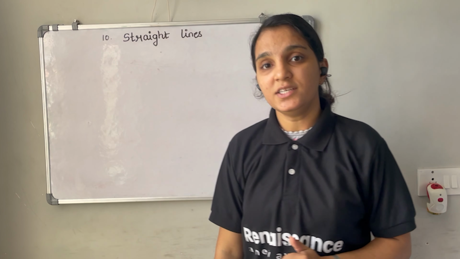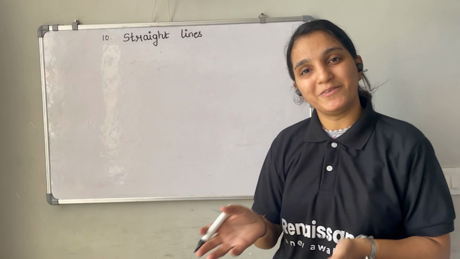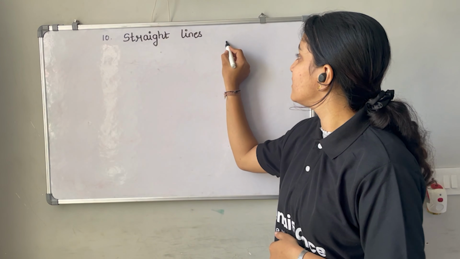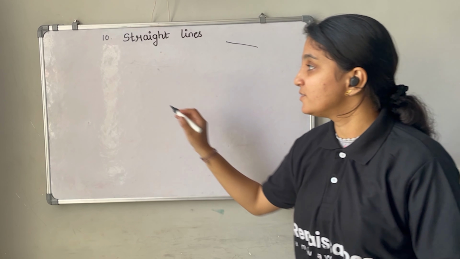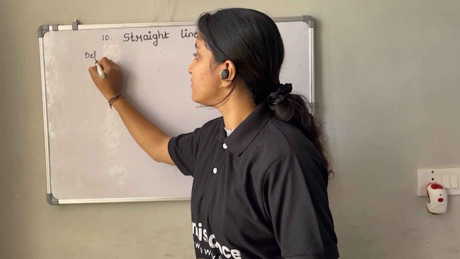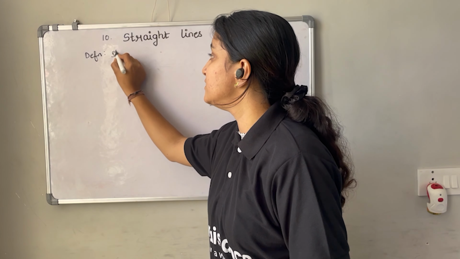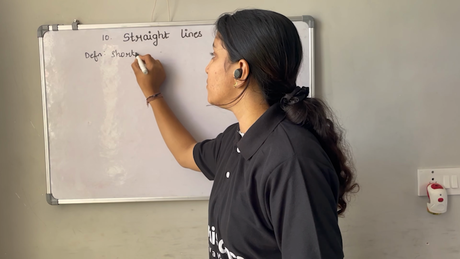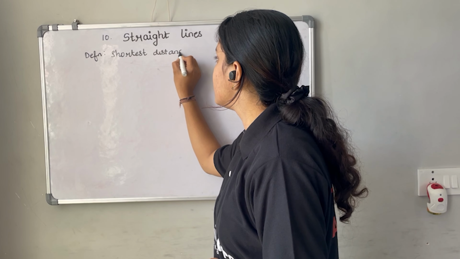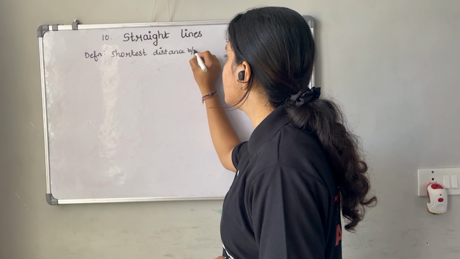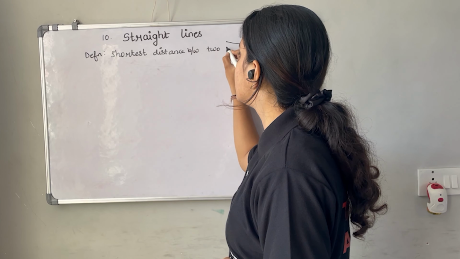What is a straight line? All people will say that it is a line drawn straight. But my mathematical definition is: it is the shortest distance between 2 points.